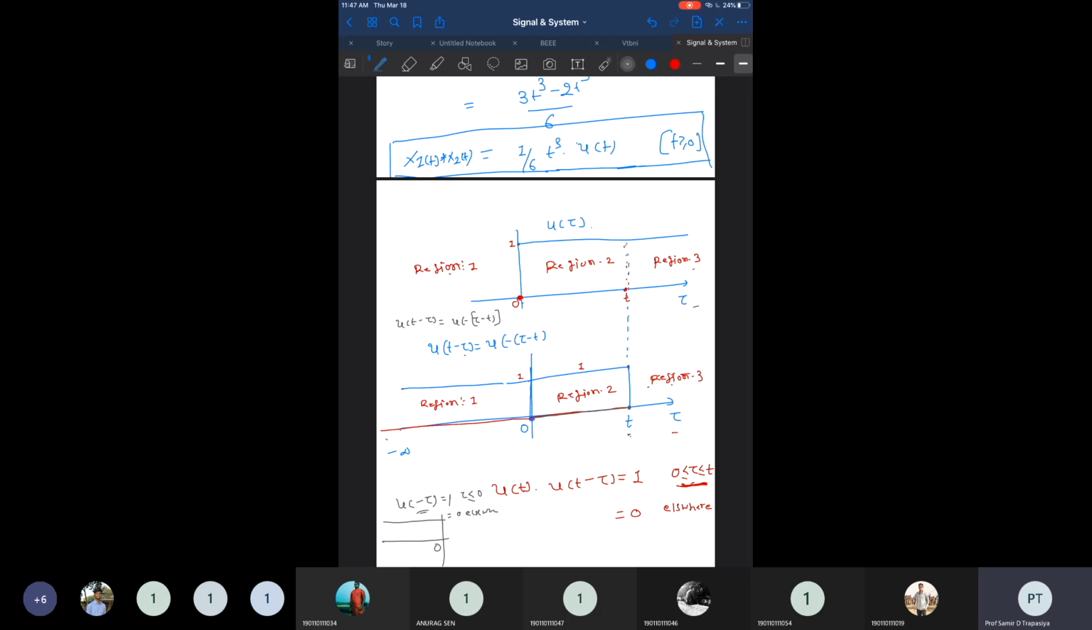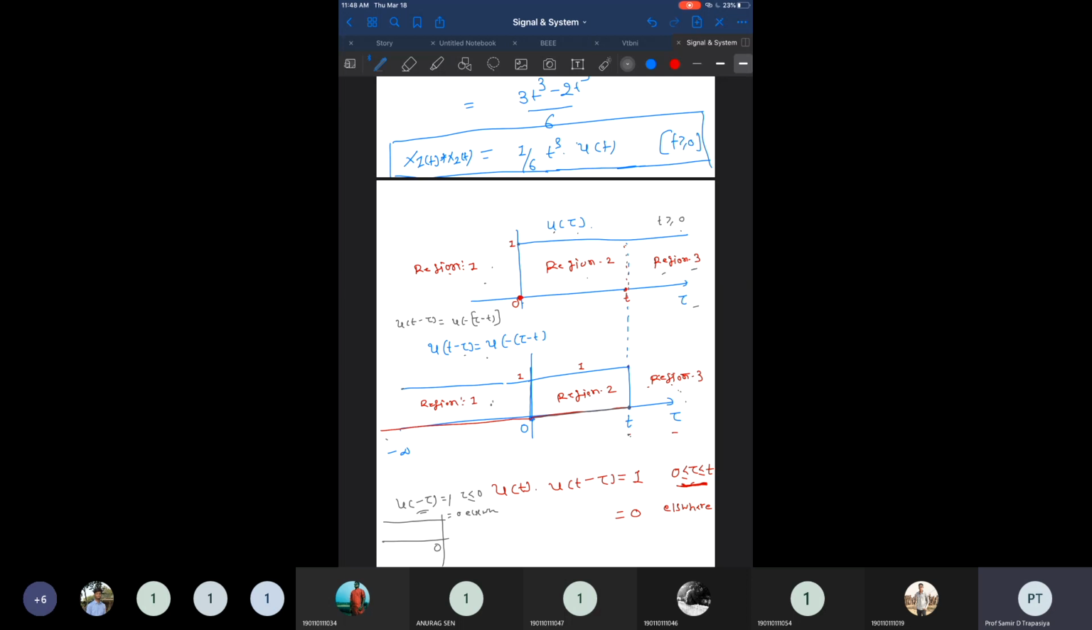Region number 3 is the region where t is greater than or equal to 0. In region number 3, u of tau exists, but u of t minus tau doesn't exist. In region number 2, both exist. Both are 1, in fact. And in region number 1, u of tau doesn't exist, but u of t minus tau exists. So in region number 1, if you multiply u of tau and u of t minus tau, it would be 0. For region number 3, if you multiply them, again it would be 0. But in region number 2, u of tau and u of t minus tau are both 1. So if you multiply them together, it will produce a 1.